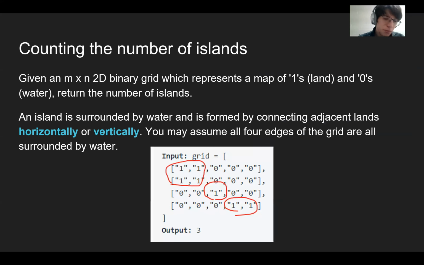So moving on to this problem. This problem is kind of difficult, and it's similar to things that some of my friends have seen in interviews. It's a good question because it's tricky when you first see it, but then you understand it, and it's a really good problem to know how to do. You're given an m by n 2D binary grid, which represents a map of ones, which are land, and zeros, which are water. Return the number of islands. An island is surrounded by water and is formed by connecting adjacent lands horizontally or vertically. You can assume all four edges are surrounded by water.